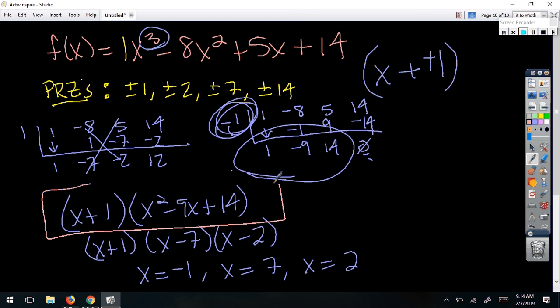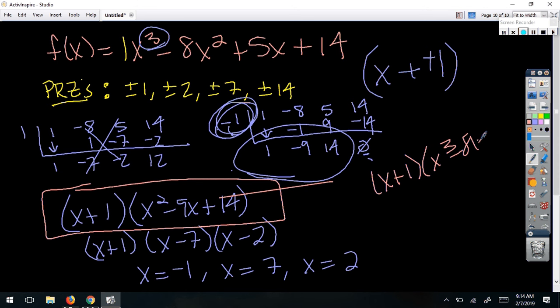if I got to this point and this was not a quadratic? Because if it was a quadratic, I could put in quadratic formula and be done with it, right? But what if that was a cubic, a power of 3 that I couldn't factor? Well, what if it was like this? What if I had x plus 1 times x to the third minus 8x squared plus 5x minus 7?